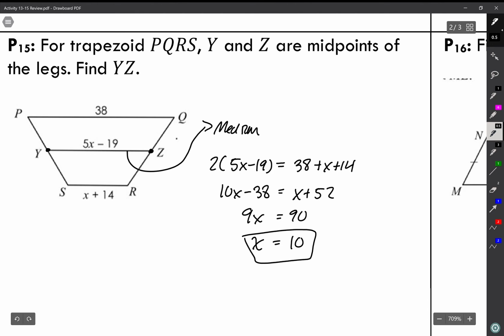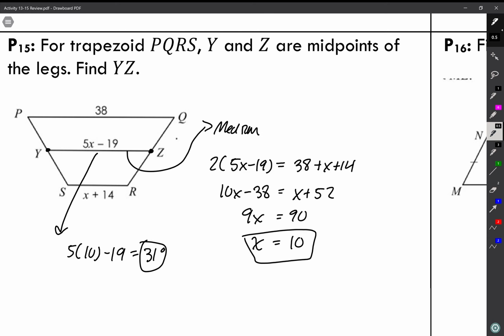And then we want to plug that in to find YZ. 5 times 10 minus 19. 50 minus 19 gives me 31 degrees. Alright, so for this one you had to know that the midpoints are what makes a median. That's from our notes, and then you have to know the trapezoid median theorem to find this.